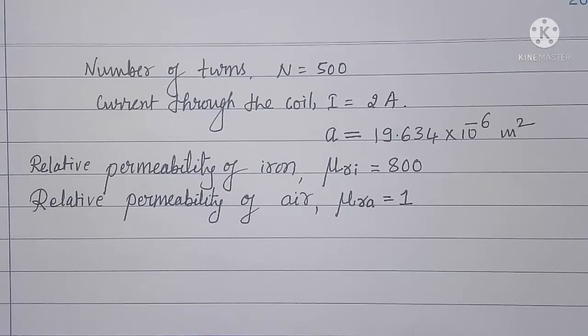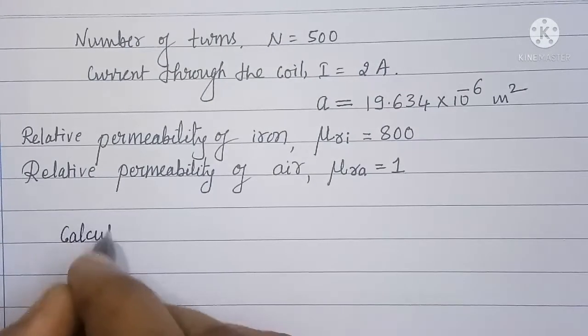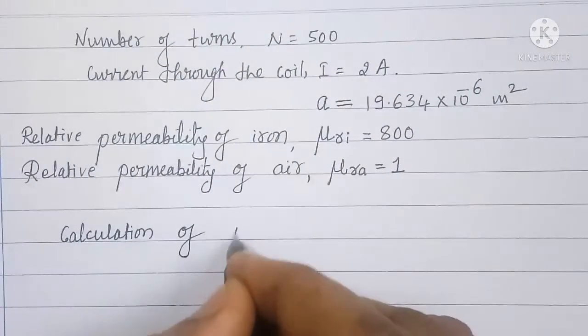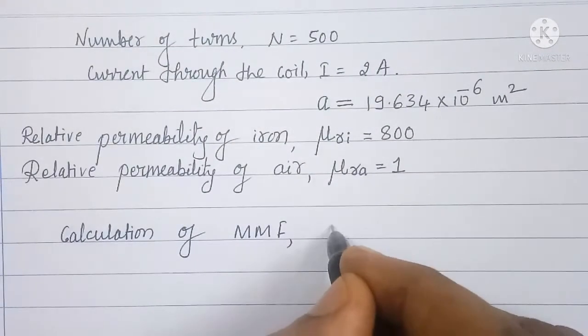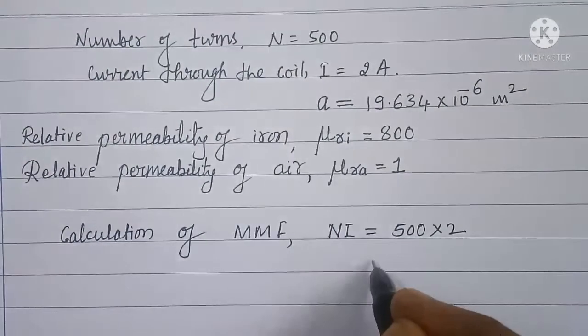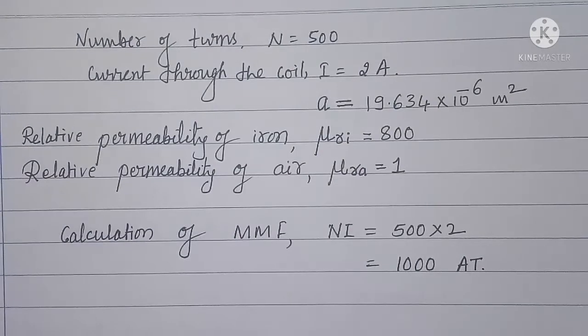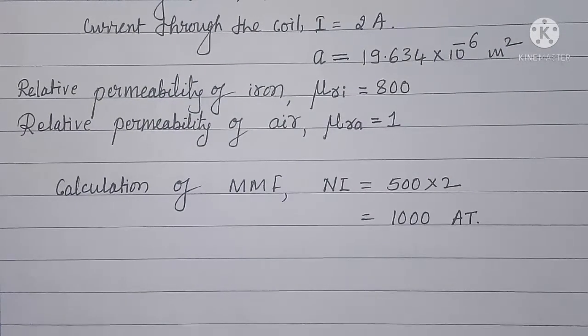Now we will calculate the magnetomotive force. Calculation of MMF, that is N into I equal to 500 into 2, that is equal to 1000 ampere turns. Now it is a series magnetic circuit having two materials in it. One is iron and another one is air. Let us show that circuit here before we proceed further.